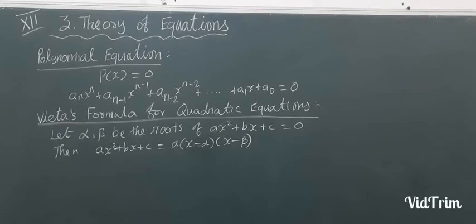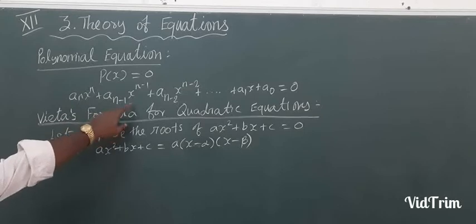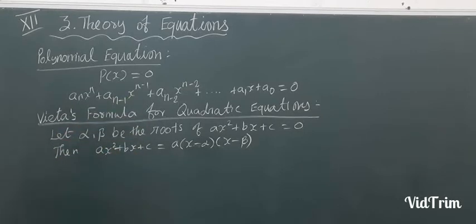Hello students, today we are going to start with the third lesson, theory of equations. Let us recall the previous classes on polynomials and equations. Usually a polynomial has a degree, like a_n x^n + a_(n-1) x^(n-1). So a polynomial is an expression of variables with coefficients and binary operators. That is called a polynomial.